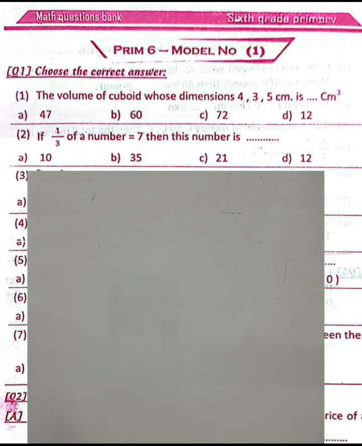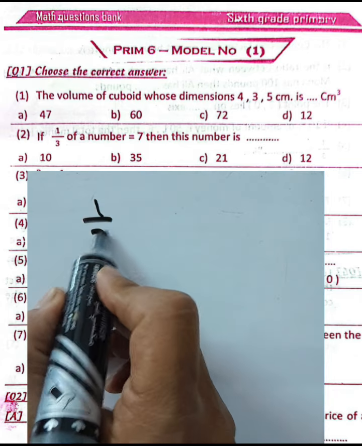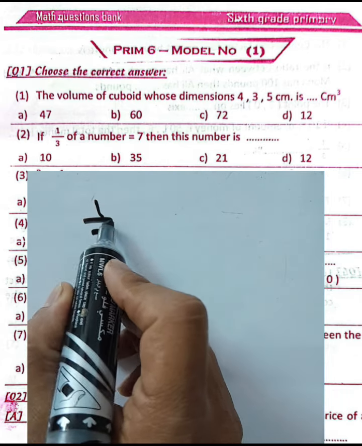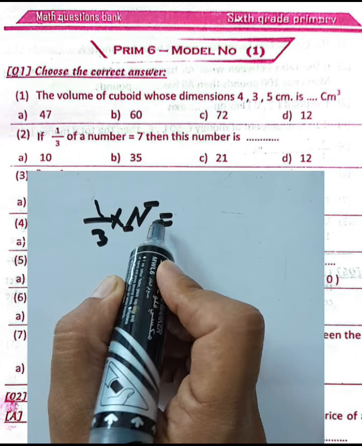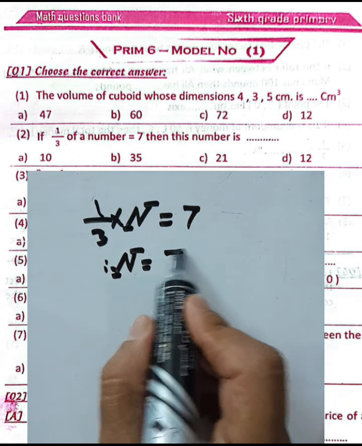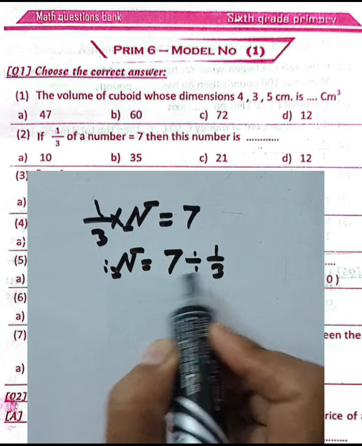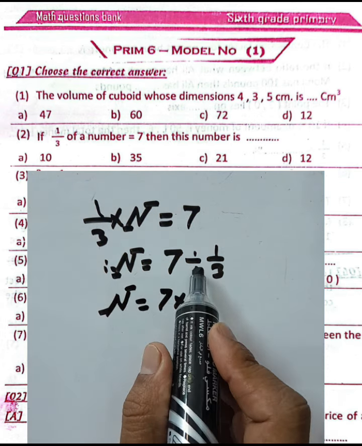Question number 2. If a third of a number is 7, then we can find this number by dividing 7 by a third, because a third of a number means a third times the number equals 7. Then the number equals 7 divided by a third. The number will be 7 times 3.